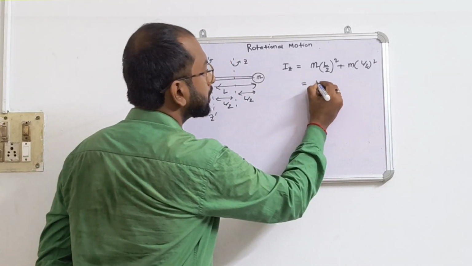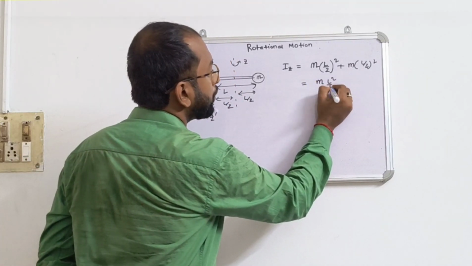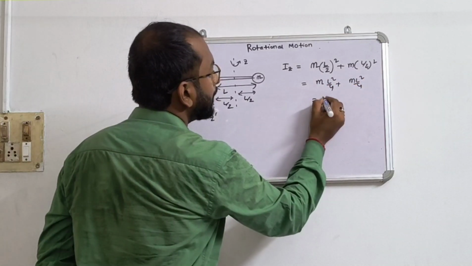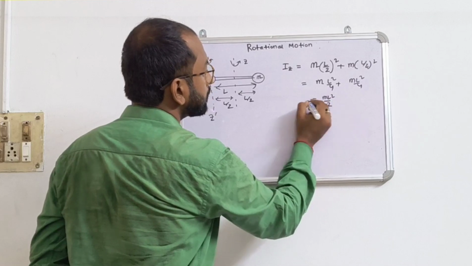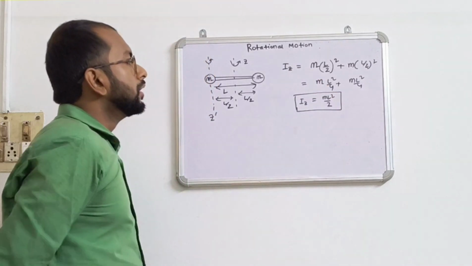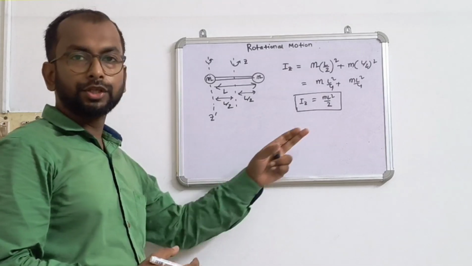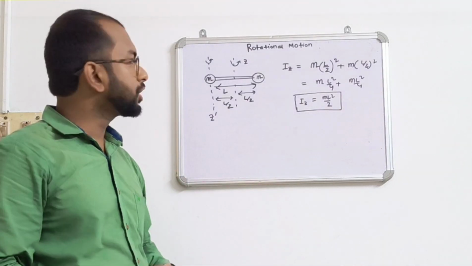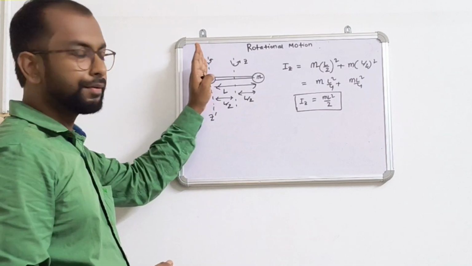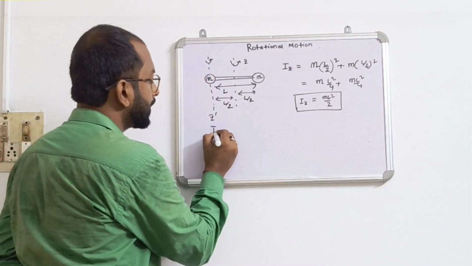So what is the answer? m L square by 4 plus m L square by 4, that is m L square by 2, Iz with respect to the center of mass. Now if I say that I am not interested in the moment of inertia with respect to the center of mass, but rather the rotational property with respect to one extreme end, then what will be the value of Iz dash?